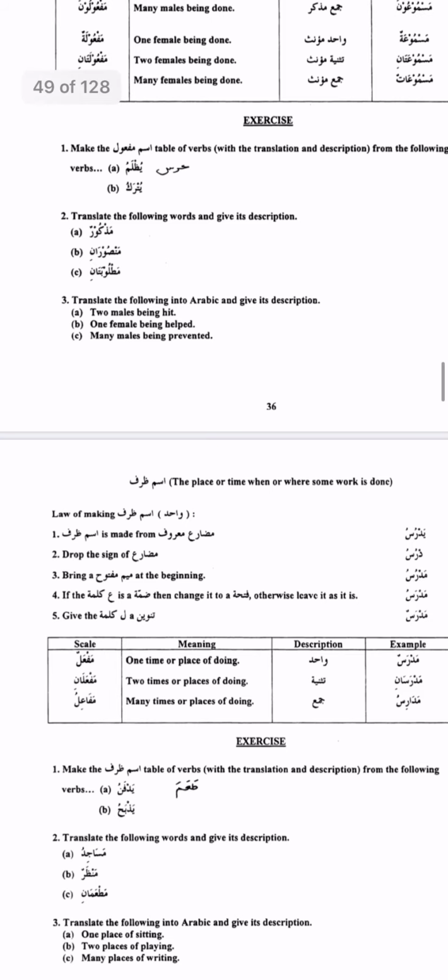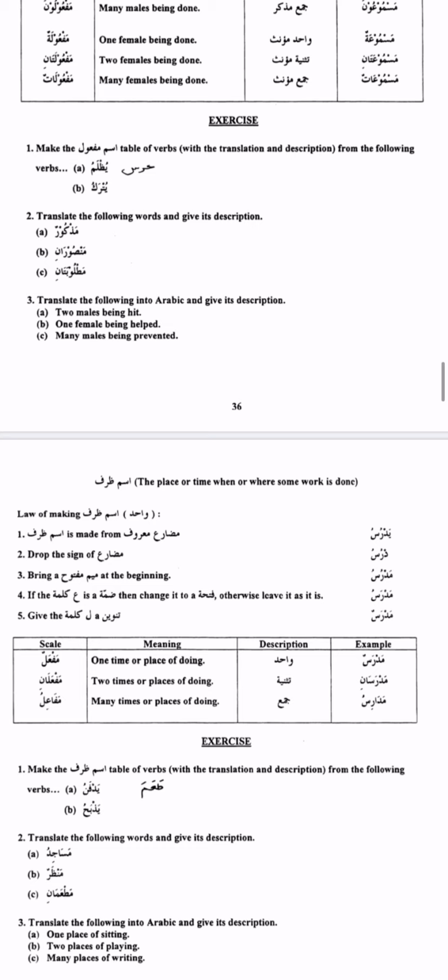Okay, here below it says, make the ism maf'ul table of verbs from the following verbs, with the translation and description. Yudhlamu. What's yudhlamu? This is from dhalama yadhlimu dhulmun. So you need to be able to recognize verbs, their scales, learn masadir, root words. And the madi tables, mudari tables should be on your tongue. You should be able to read them fluently. You should be able to recognize forms. So this all comes with practice and revision.